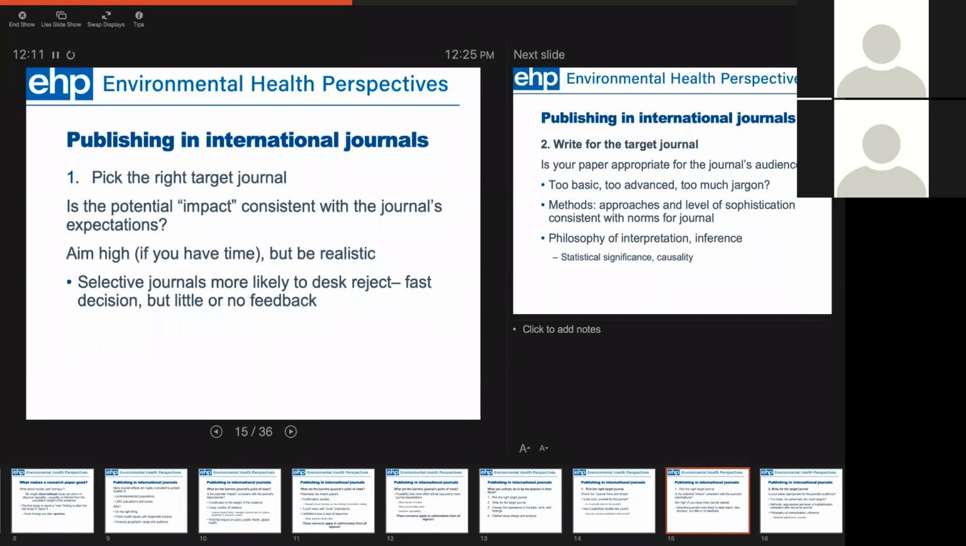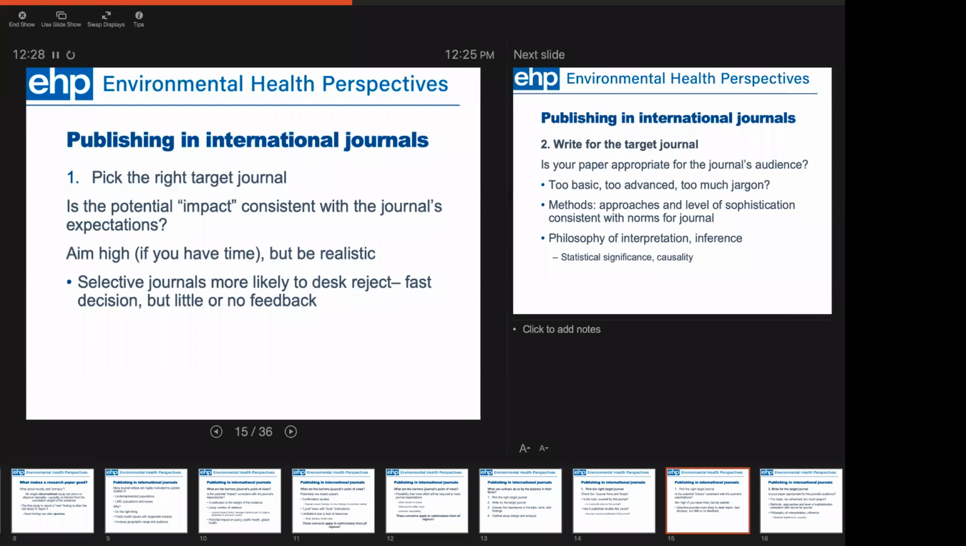So the more selective the journal is, the more likely it is that they will reject your paper without review, so a desk reject. And the nice thing about that is it's fast, but you usually don't get any feedback at all, or you may just get a little bit of feedback. So if you go from journal to journal to journal, you could lose a lot of time.